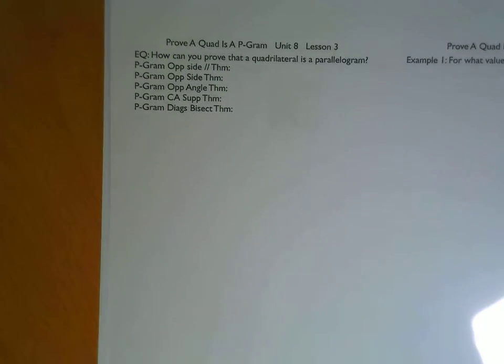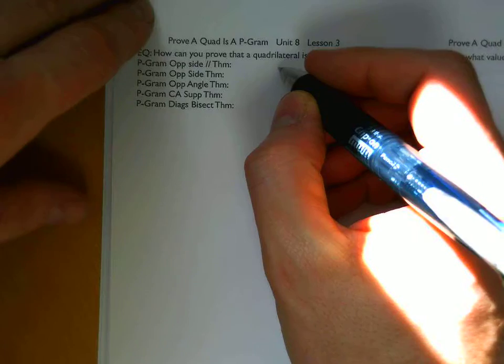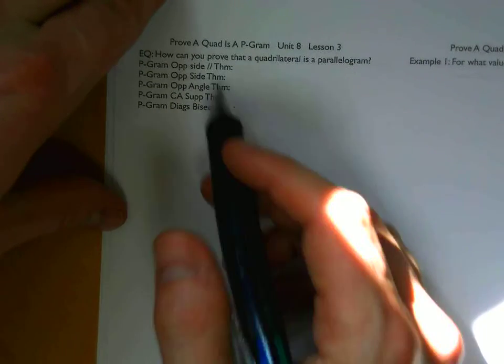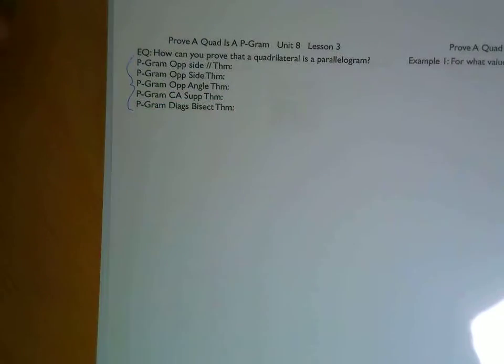Hey there, geometry students. Last time we talked about how parallelograms have certain properties, 5 properties to be exact, and today we're going to do the opposite. We're going to give you some properties, and you're going to prove that things are parallelograms. In order to do that, we're going to use the converse. Here are the 5 theorems, so to speak.